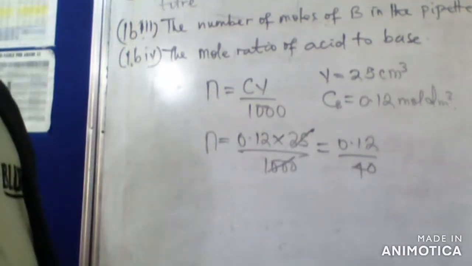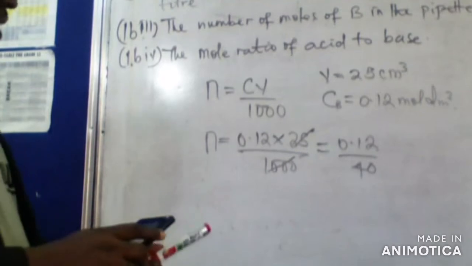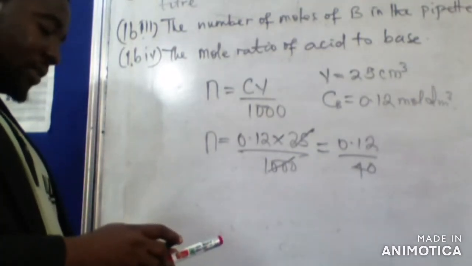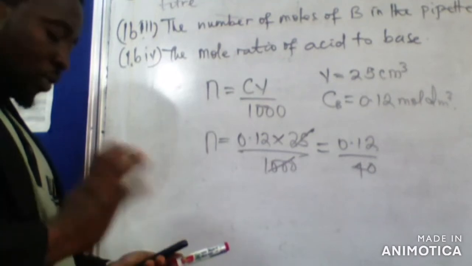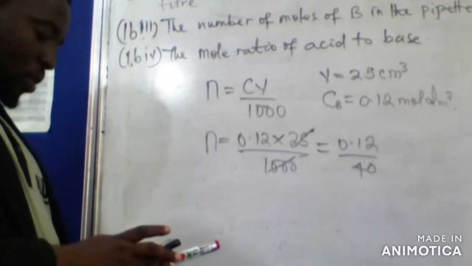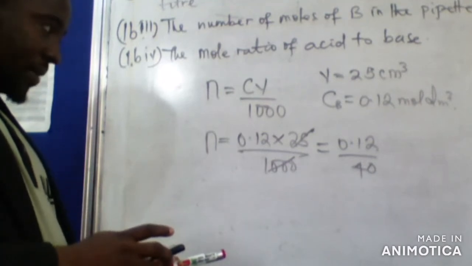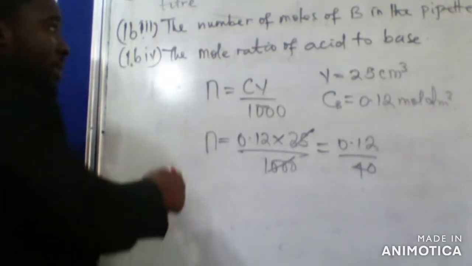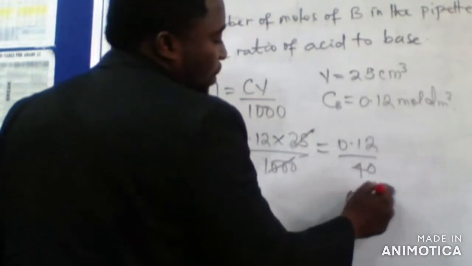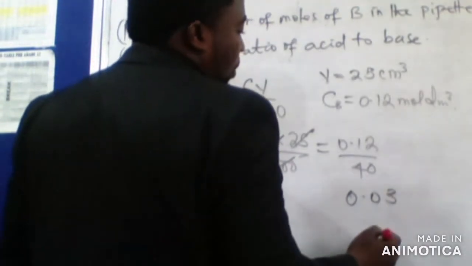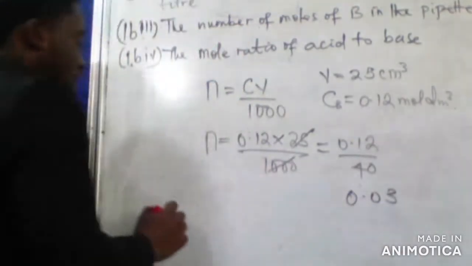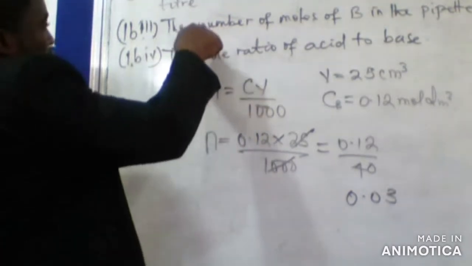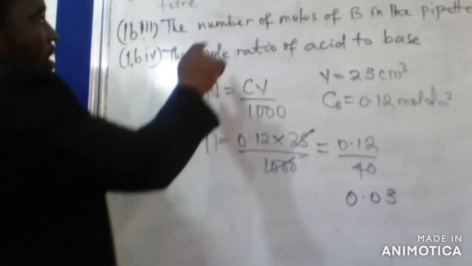So 0.12 divided by 40 will give us the equivalent answer. That will give us 0.003, almost the same thing as the first answer. Okay, let me go straight to the next question.